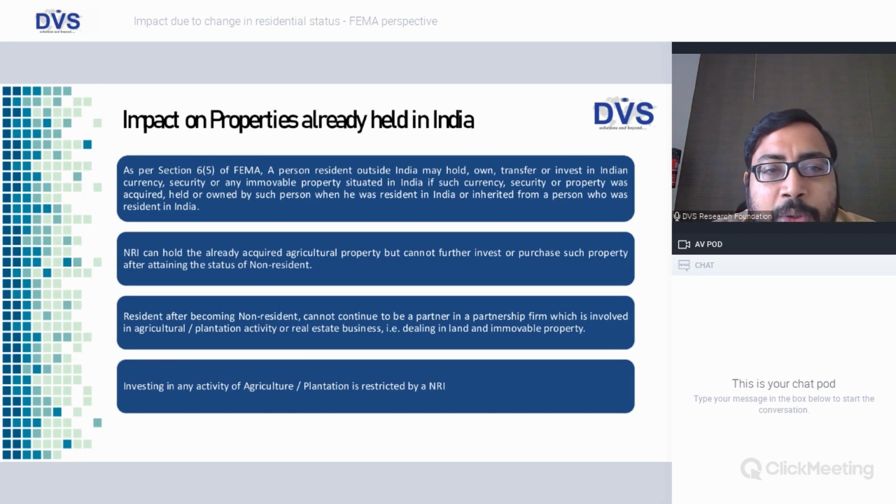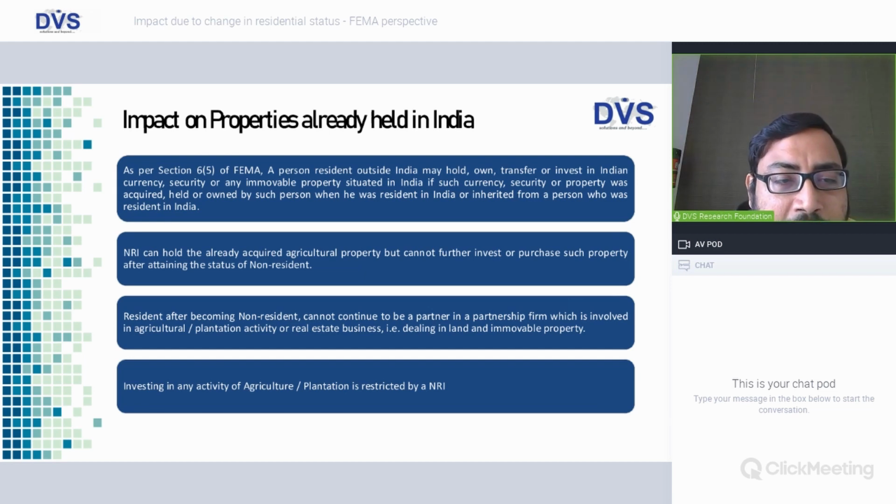And then, impact on properties already held in India. So we have seen now the impact on the bank accounts, the Demat accounts, the PPF and insurance policies, and the investments already made under LRS and ODI schemes. Now, impact on properties already held in India. As per Section 6(5) of FEMA, a person resident outside India may hold, own, transfer, or invest in Indian currency, security, or any immovable property situated in India if such currency, security, or property was acquired, held, or owned by such person when he was resident in India or inherited from a person who was resident in India.